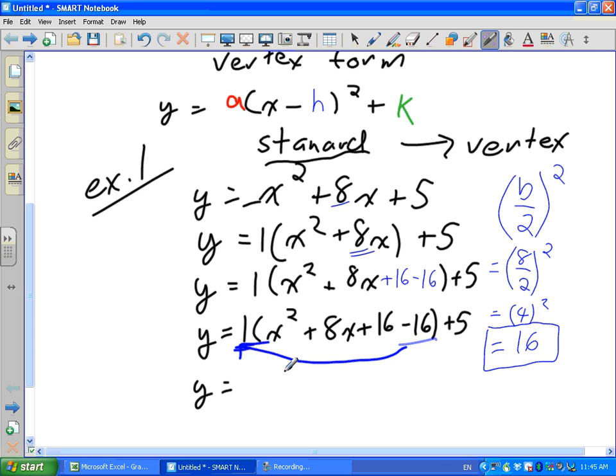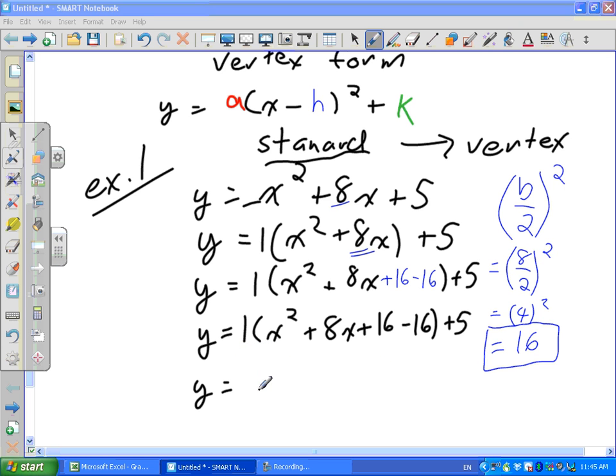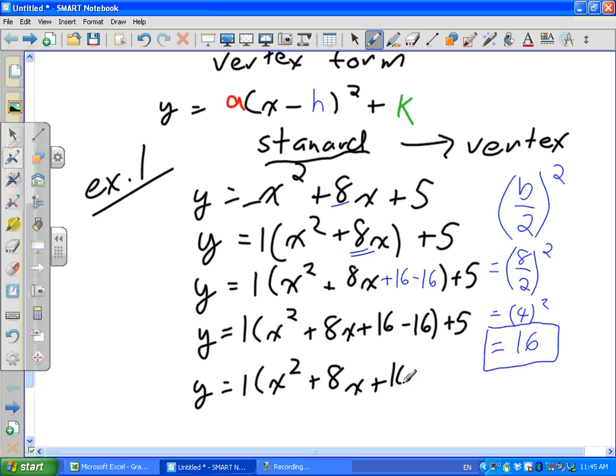Now in this case, what is negative 16 times 1? So it doesn't change when I bring it outside the brackets. You're going to see later on that that's going to change the number though. So we have 1x squared plus 8x plus 16. I've brought negative 16 outside the brackets plus 5.